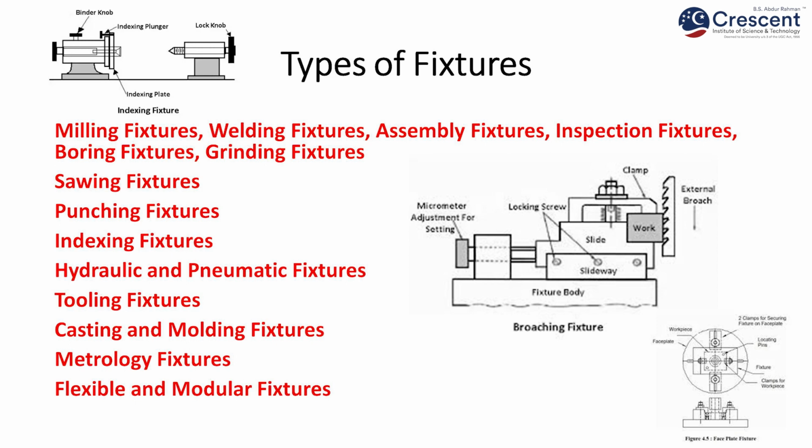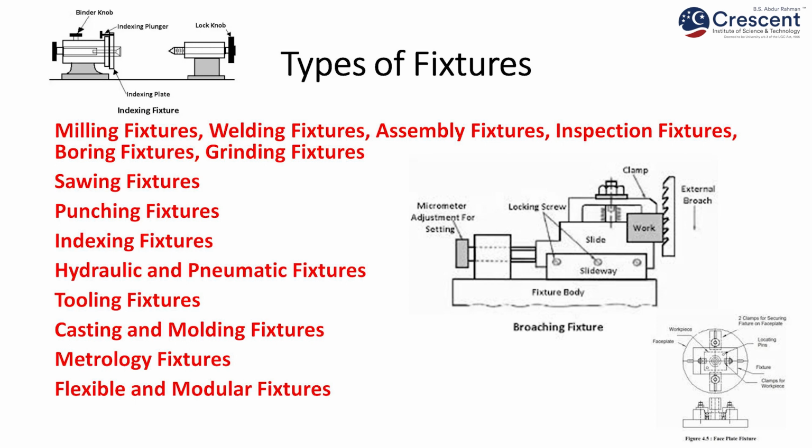The metrology fixture, again, is used for precise measurement and even for calibration of the existing equipment, ensuring that the measurements are accurate and even repeatable. And you have the flexible and the modular fixtures. That is one of the latest types of fixture, the modular fixture, where these fixtures are designed to be adaptable and can be reconfigured to accommodate workpieces of various shapes and processes, and they offer flexibility in manufacturing setups.